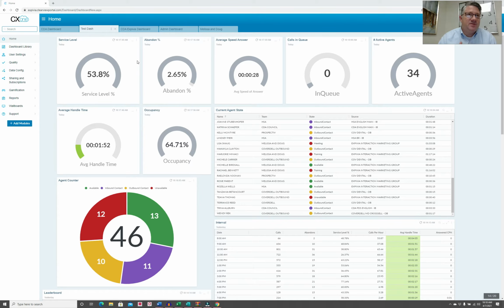So the first thing that you want to do when you're setting things up, and one of the most important things, is your service level, right? You need to know the percentage of calls that are being answered in a specific period of time. Most of the time, this is an 80-30: 80% of the calls answered within 30 seconds or less.